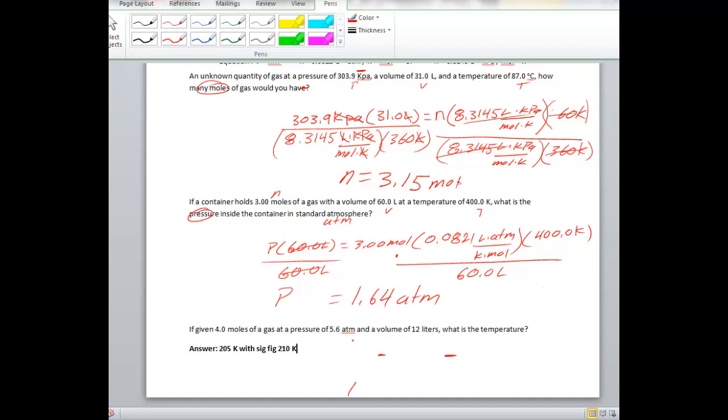Okay. Here's the last ideal gas law problem given to you. I gave you the answers. This is in sig figs. So you should try to work this problem and see if you come up with the answer.